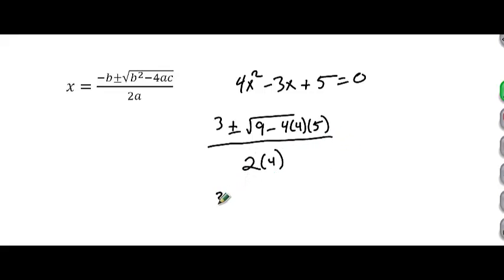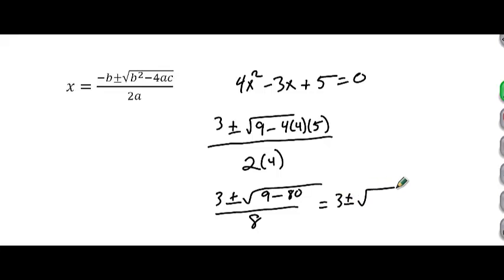Alright, let's see what we get. 3 plus or minus the square root of. Now, a lot of people write this whole step in their calculator: 9 minus 4 times 4 times 5. If you write it just like that, you're good. I wouldn't put the square root in because your calculator will not break down square roots. So 9 minus, well, 16 times 5 ends up being 80, over 8. So we end up with 3 plus or minus the square root of negative 71 over 8.